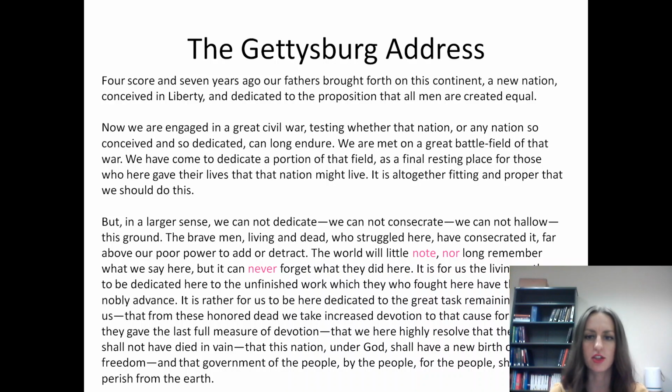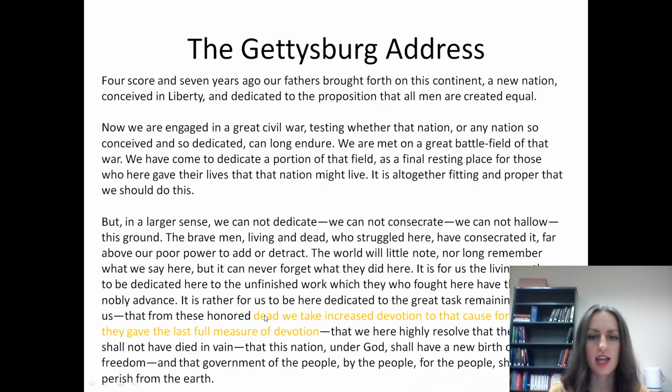Let's jump down and take a look just briefly here. The world will little note nor long remember what we say here, but it can never forget. Also, just a slight emphasis of this, but this is alliteration. The N sound is repeated 3 times in this sentence. It's a slight thing, but it's kind of just there to make it sound nice, right? Make it flow easily off the tongue. That's what alliteration does.